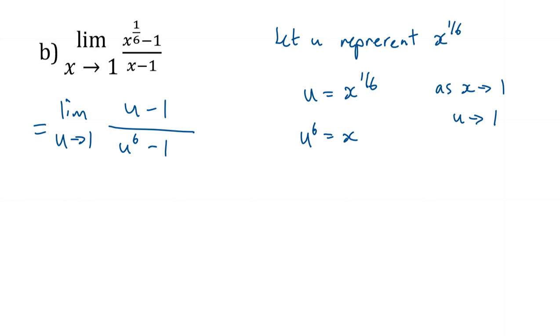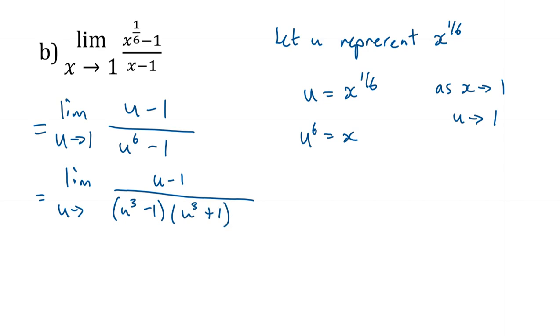It would be u squared minus 1 times u to the 4th plus u squared plus 1. But I'm not going to do that. You could do that if you want, but that's the harder way of doing it, I think. Okay? The easier way, so this is going to be u cubed minus 1 and u cubed plus 1.